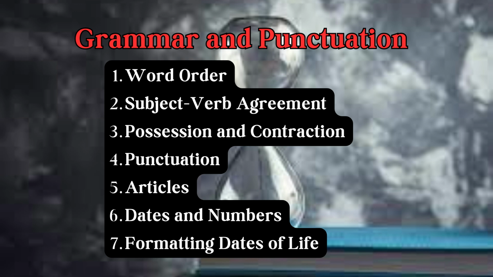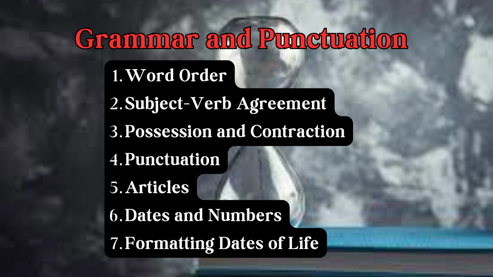Number 5, articles. Use a or an for indefinite articles. Use the for definite articles. Then use no article for general concepts. Number 6, dates and numbers. Represent dates as day, month, year without punctuation.